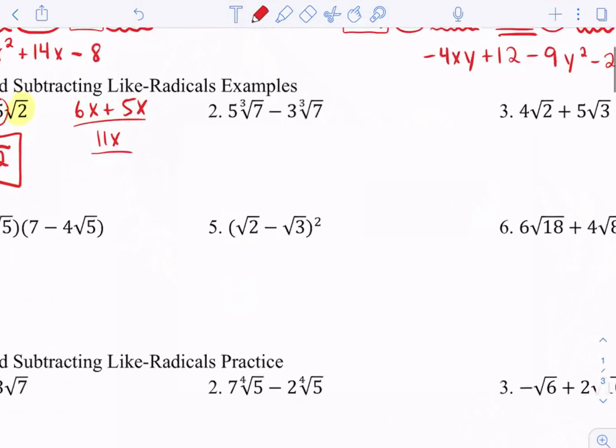Look at number 2. Look at this radical. This is the cube root of 7. This is also the cube root of 7. So those are like radicals. So I can just do 5 minus 3, which is 2, and leave that like radical.